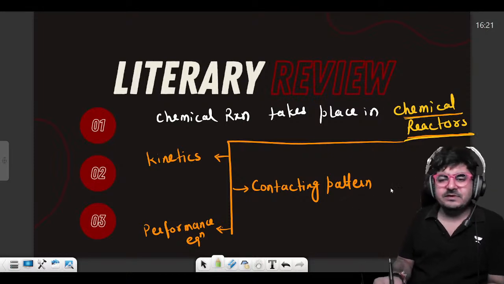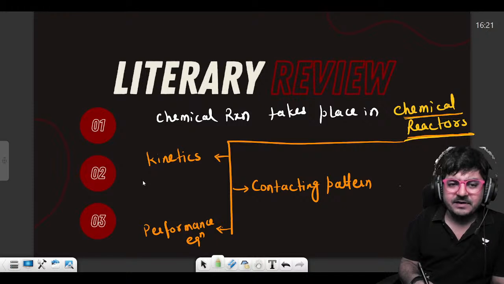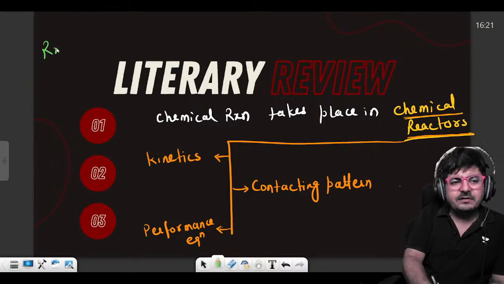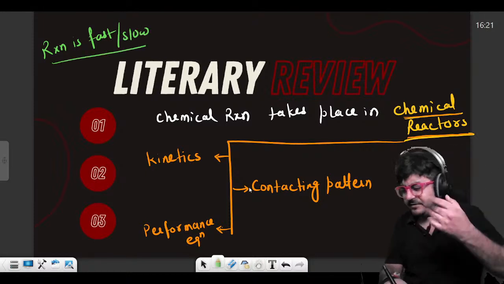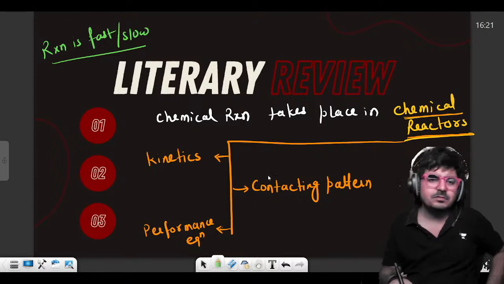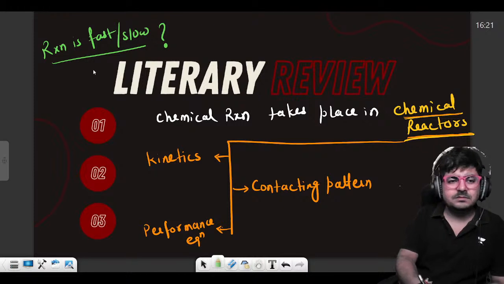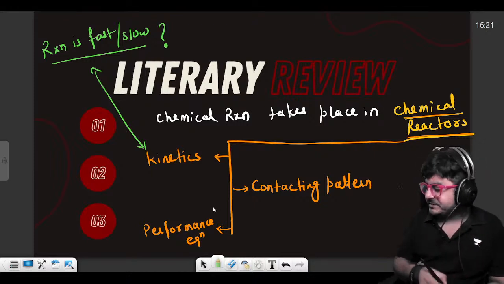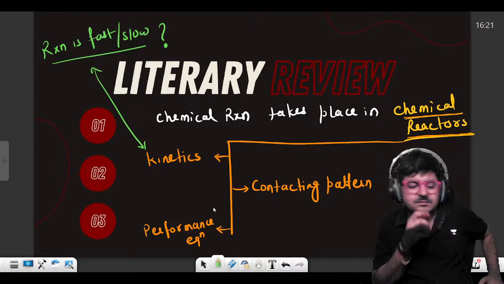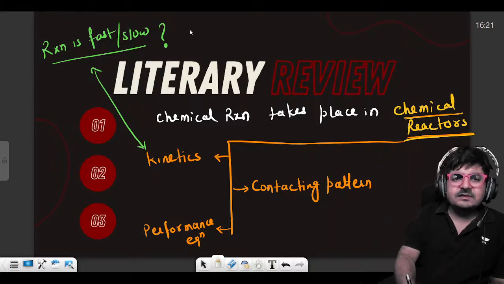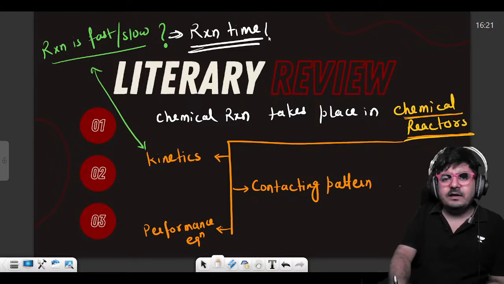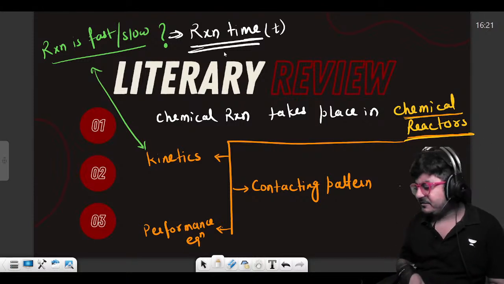Here you understand kinetics means how fast the reaction is taking place. Tell me, a reaction is fast or slow, how can you identify whether a reaction is fast or slow? How do we determine that? This is what we check in kinetics. How do we do that? Which parameter do we use? It is reaction time. Reaction time helps us figure out whether the reaction is fast or slow.